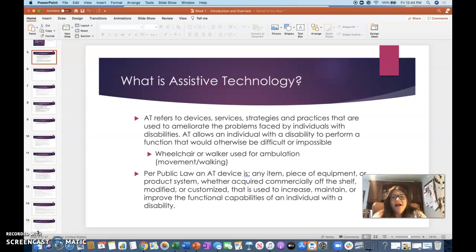I know in your activities this week, you guys have explored really the definitions of assistive technology and augmentative and alternative communication. And I just wanted to look at it one more time just to make sure there aren't any questions. So let's look at the definition of AT. AT refers to devices, services, strategies, and practices that are used to eliminate the problems faced by individuals with disabilities. AT allows an individual with a disability to perform a function that they otherwise may not be able to perform or may be difficult and challenging for them.